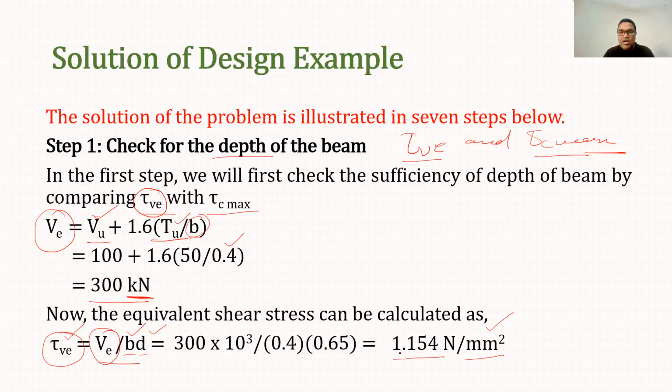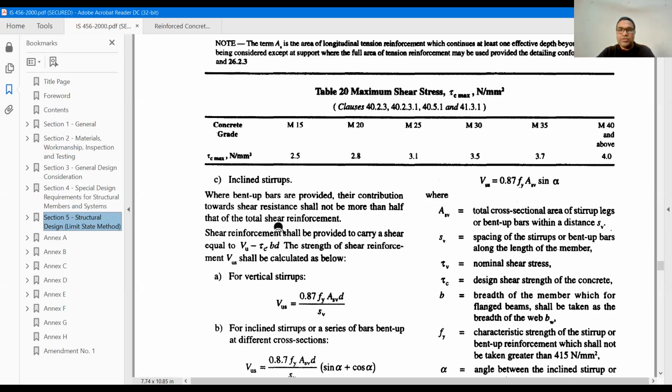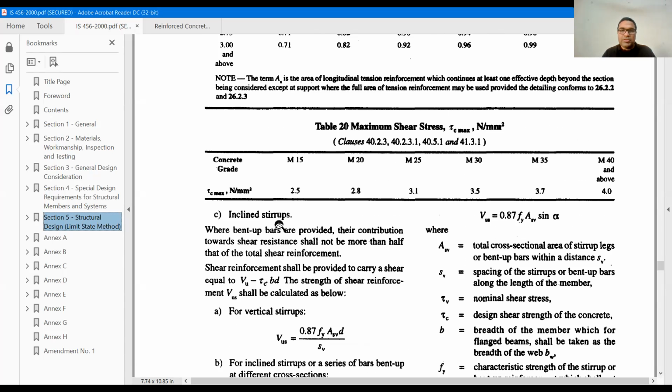Now we will compare this tau VE value with the tau C max. Now the value of tau C max can be found from the table 20. So I will show you the table 20 there. So in the IS code, this is table 20, which is on page number 73. So there you can see value of maximum shear stress, which is tau C max. It is dependent on the grade of concrete. So we are using grade of concrete as M20. So for M20 grade of concrete, the value of tau C max is 2.8.